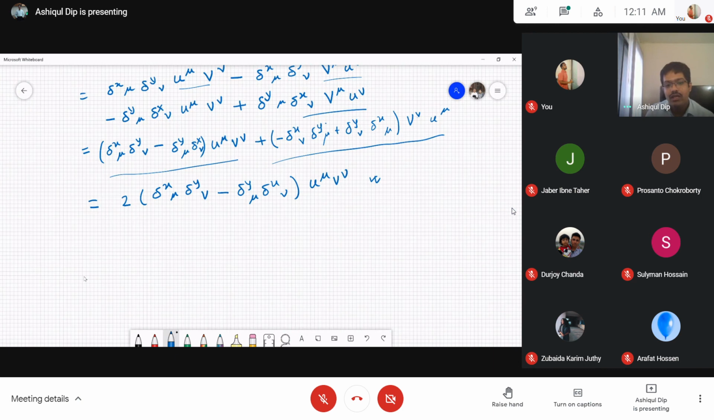Next, we can actually perform these Kronecker deltas, right? So for the first part it gives you ux vy minus, for the second part, uy vx. So is this the area that we are looking for? This is twice the area. It's not the area, it's twice the area.